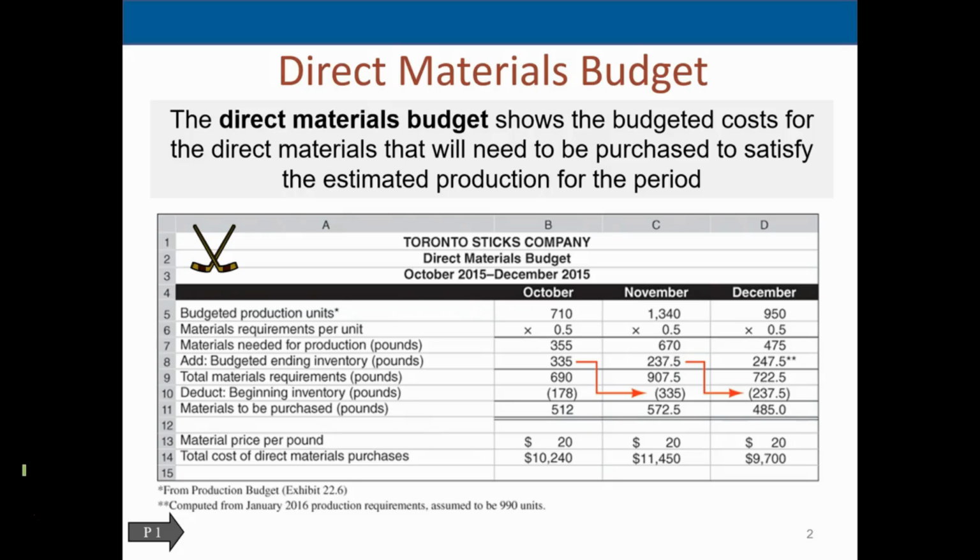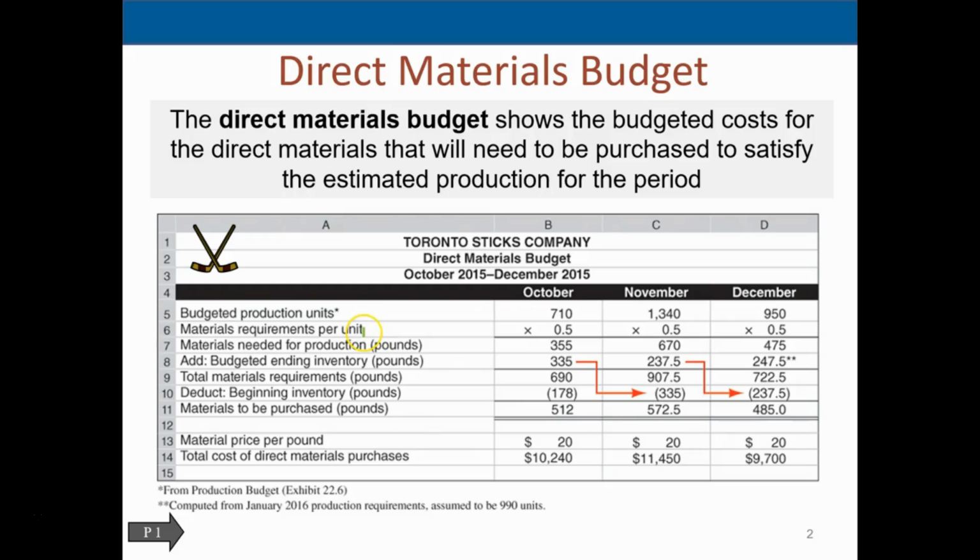So we're producing hockey sticks in this case. We know how many units we need to produce. Now we need to look at the actual units that are going to go into those, and I'm assuming it's wood or fiberglass that we're going to have to purchase in order to convert those materials to the finished product, the hockey sticks. So the direct materials budget shows the budgeted costs for the direct materials that will need to be purchased to satisfy the estimated production for the period.